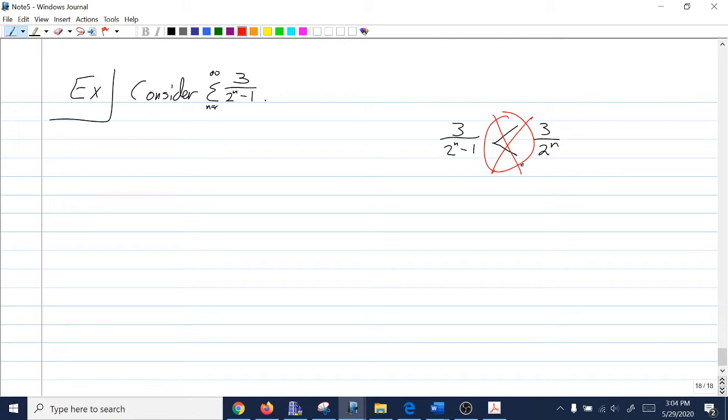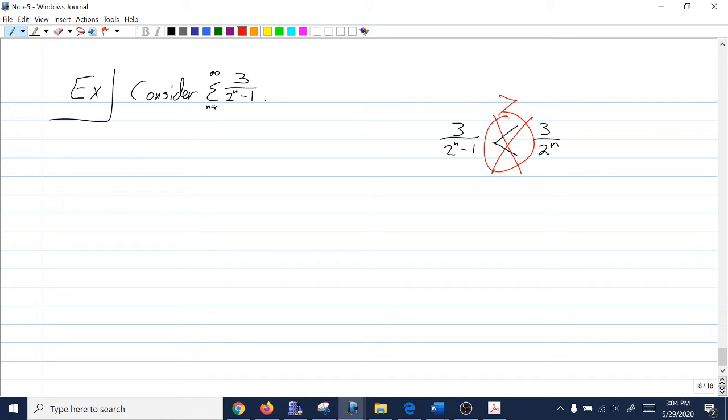Oh no, you are a bigger fraction. You have a smaller denominator. That makes a bigger fraction, so it's this direction instead. Dang it. I can't use direct comparison. Well, that seems unfair because the minus 1 isn't actually doing anything.